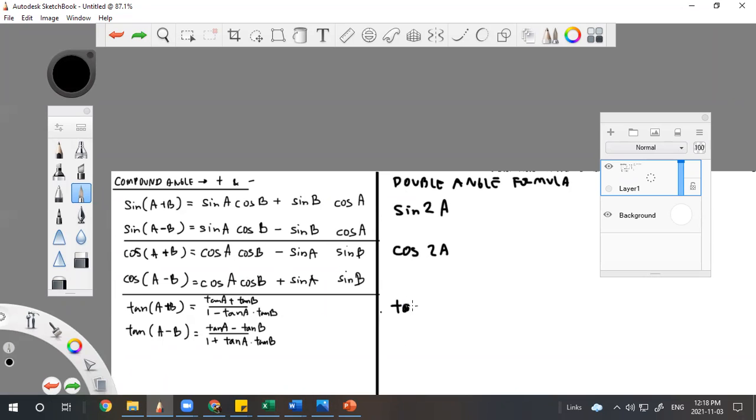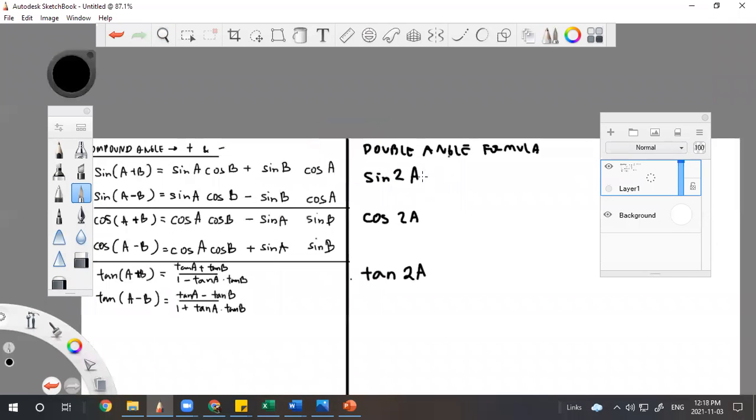Tan, tangent tan, oh, my handwriting is so bad. Tan 2a, right? So what is sine 2a? Sine 2a is actually sine a plus a, right? So we use this formula. This. How about this? We use this formula. How about this? We use this formula.